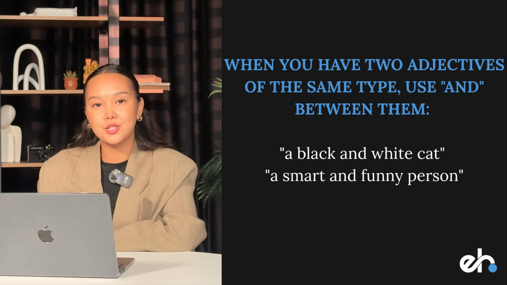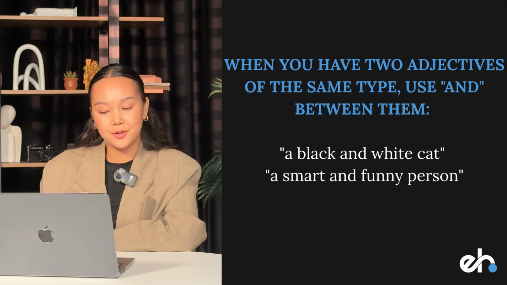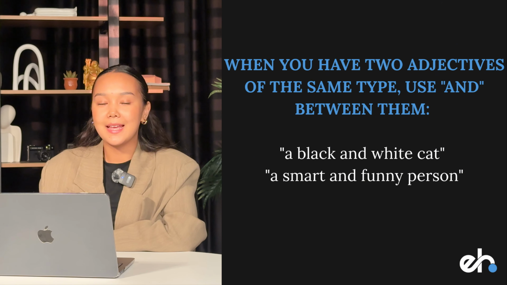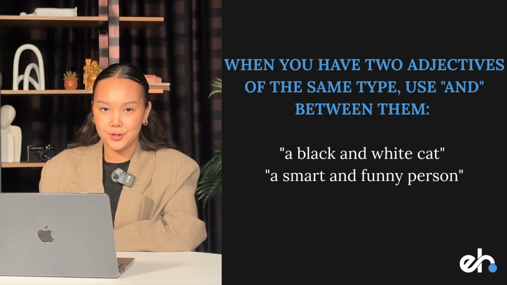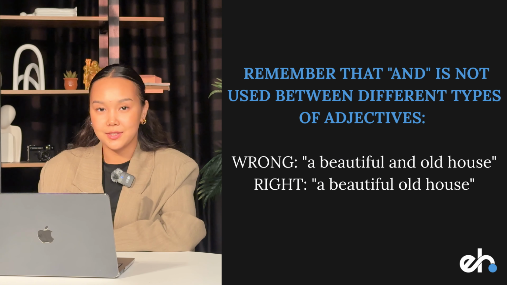Second, when you have two adjectives of the same type, use "and" between them. For example, a black and white cat. Two colors. A smart and funny person. Two opinions. Third, remember that "and" is not used between different types of adjectives.